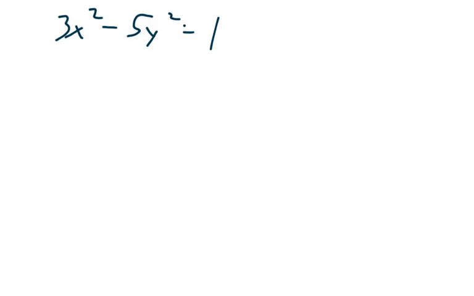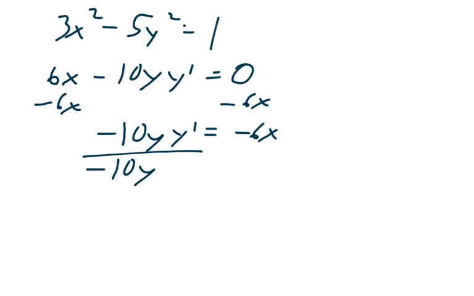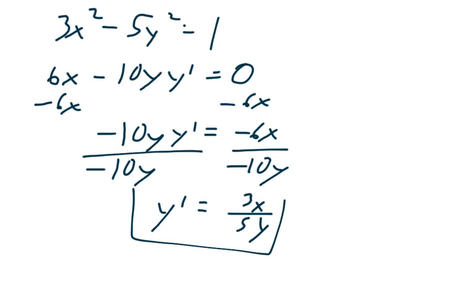Alright, so we got this problem. We're trying to find the derivative, so I'm going to do 6x minus 10y, y prime equals 0. So I'm going to subtract 6x to the other side. Negative 10y, y prime equals negative 6x divided by negative 10y. So y prime equals 3x over 5y.